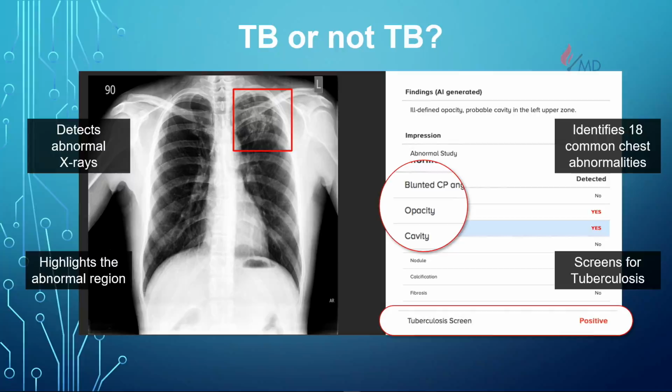So how can AI help with something like this? TB or not to be. So Qure.ai has a solution that can detect tuberculosis. And it can screen for it, and it can also identify other common chest abnormalities. Most importantly, though, it can take the normal x-rays and just shift them out of the workflow.